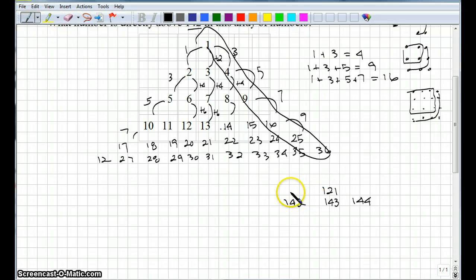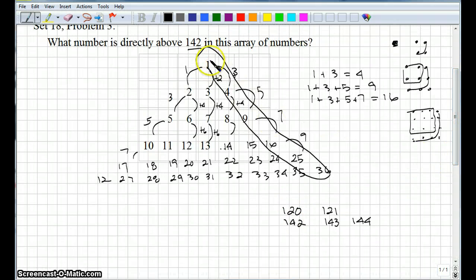So what number would be right above 142? It would be 120. Okay? So we did that by, okay, a perfect square is 144. We go two back from that, we get 142, which is the number we're trying to figure out what number's above it. The row above would end with 11 squared, and so we go one back from that, and we get that 120 is right above 142 in this array.